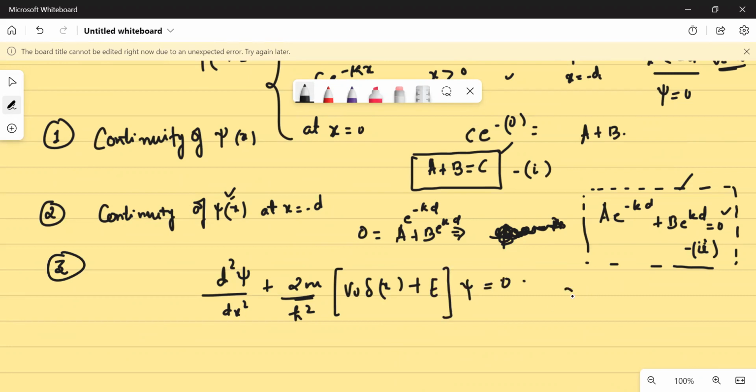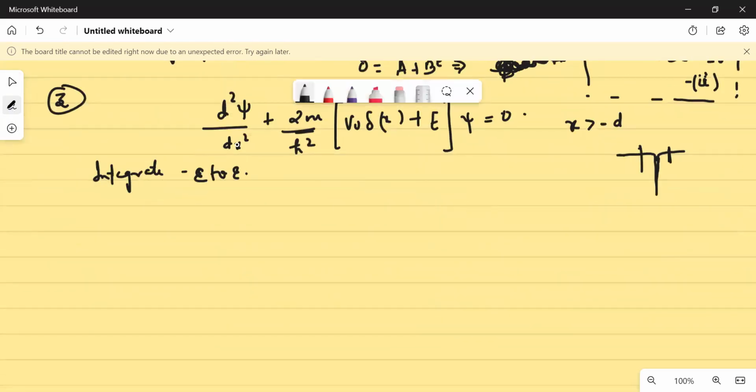Okay. And this is a differential equation that I'm writing for all x greater than minus d, and my Dirac delta function lies exactly at x equals 0. So what I would do is integrate this differential equation from minus epsilon to plus epsilon. So what does that give to me? That will give me d psi over dx from minus epsilon to plus epsilon.